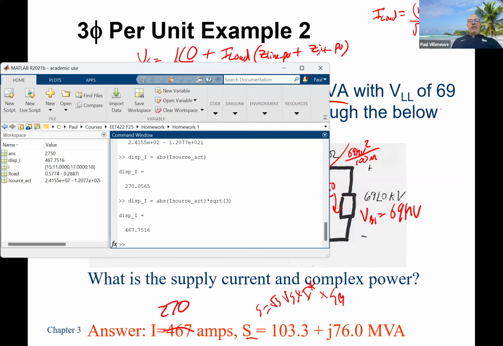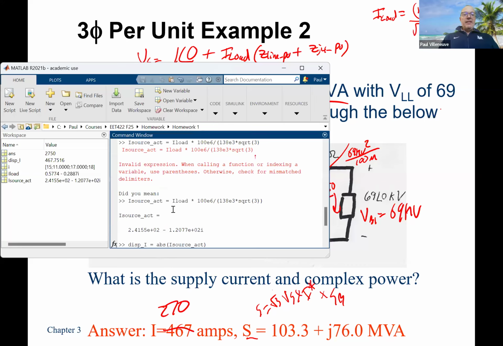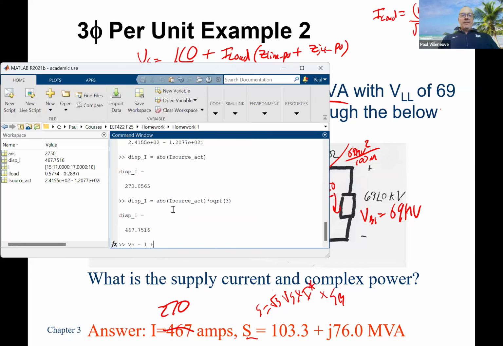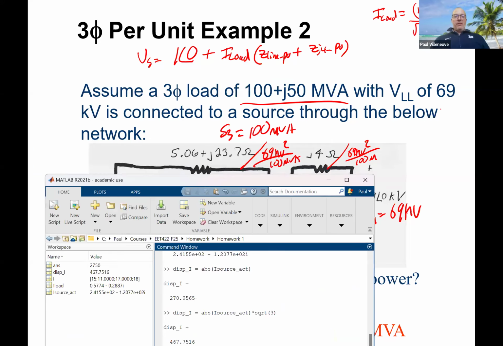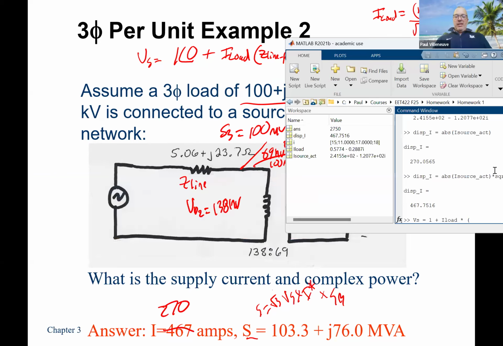And then my voltage at my source, VS, is going to be equal to 1, which is 1 at an angle of 0, plus my I load times, and this is going to be a little bit messy, so I apologize. So I have to do a lot of, so this is going to be 5.06. Well, actually, you know what? Let me just do it this way. It's going to get too busy.